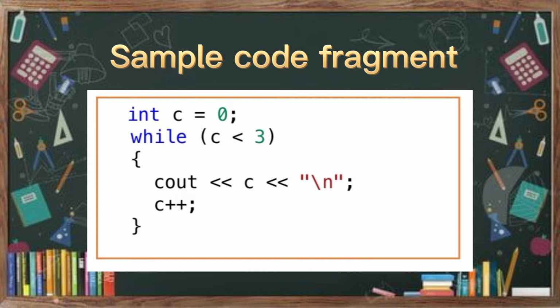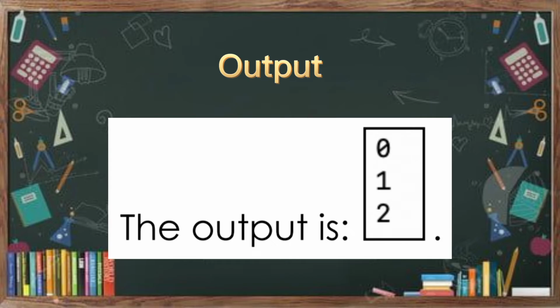Since 1 is less than 3, it goes again to the statement within the while loop which prints 1. It then increments again the value of c, where c now becomes 2. From the condition, since 2 is still less than 3, it goes to the statement within the while loop which prints 2. It then increments again the value of c, where c becomes 3. The condition is evaluated, and since 3 is not less than 3, the while loop is terminated. The output is 0, 1, 2.